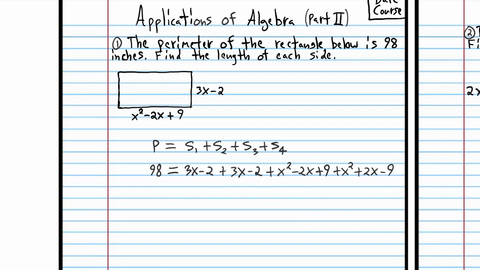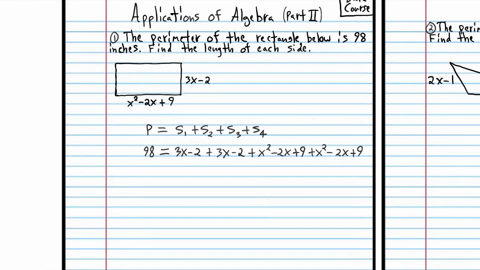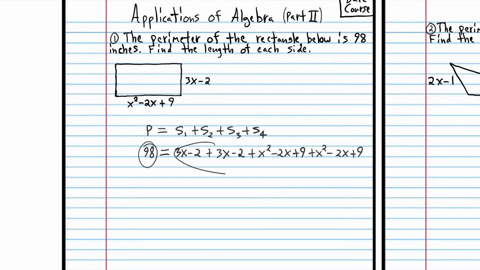And I can already see I made a mistake there. That should not be plus 2x. It should be minus 2x. You got to double check everything. It's so easy to make a mistake. That should be plus 9, not minus 9. It really pays off to just give a second glance on all your work. All right, so again, the perimeter is equal to the sum of all the sides.